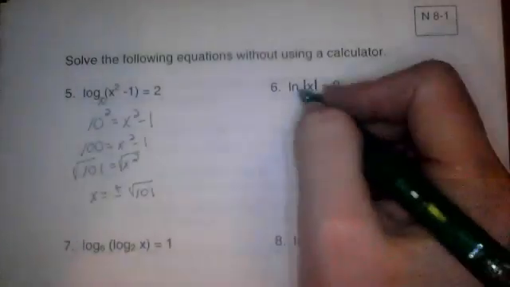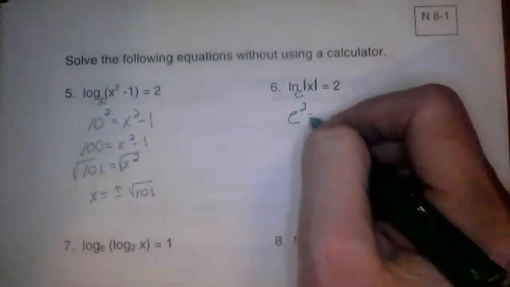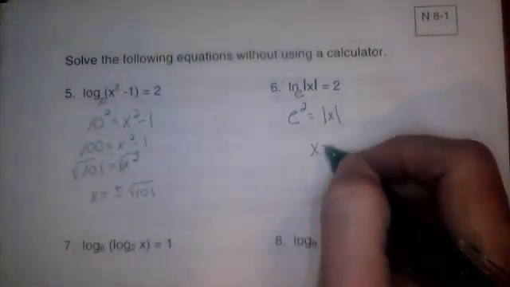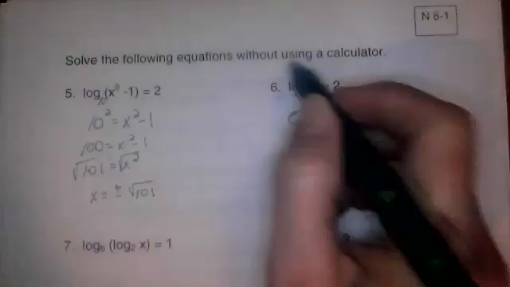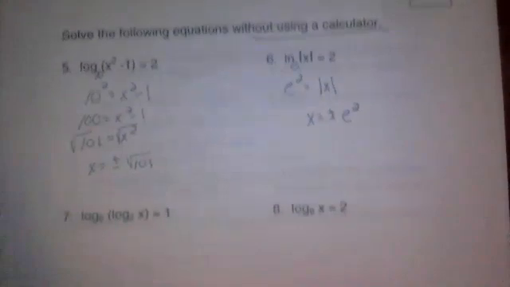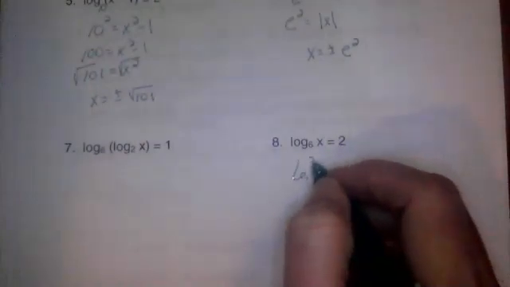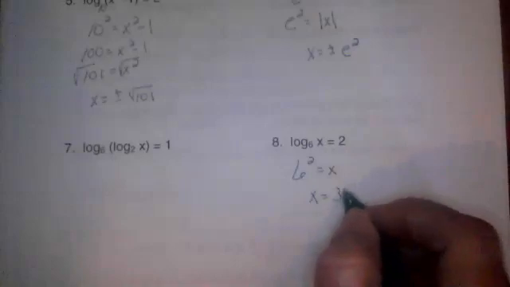For number 6, this is understood to be base e. So we have e to the second power equals the absolute value of x, and we know that the absolute value can also be positive or negative. So we have x equals plus or minus e to the second. And since this is without a calculator, we'll just leave it e to the second. We're going to leave number 7 for the last one. So let's go ahead and do number 8. This would be rearrange 6 to the second power equals x. So x is 6 squared, or 36.